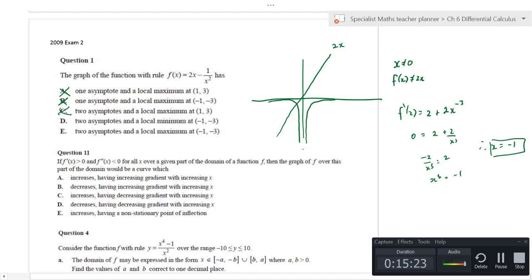And now I guess what you need to do is work out whether it is a local minimum or a local maximum. Well, you could probably establish this from, if there's an asymptote at 2x, what can you tell me about the shape of this? Isn't the shape, in my opinion, going to be something like this? Yeah?